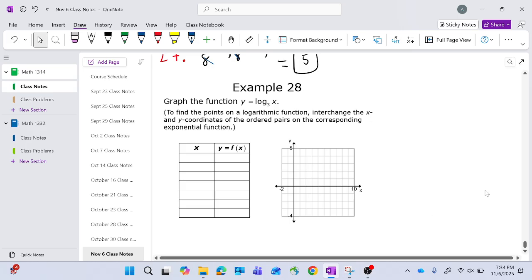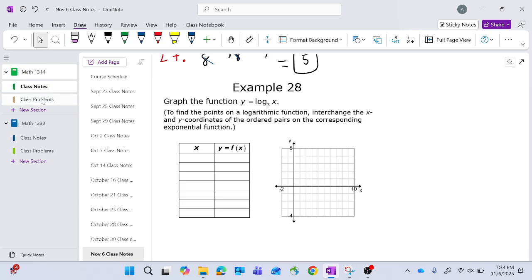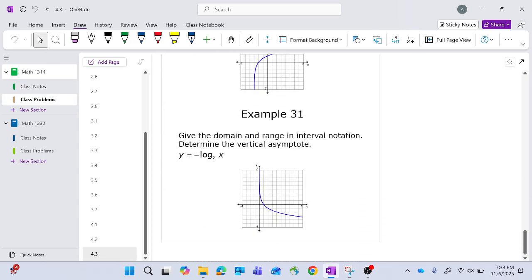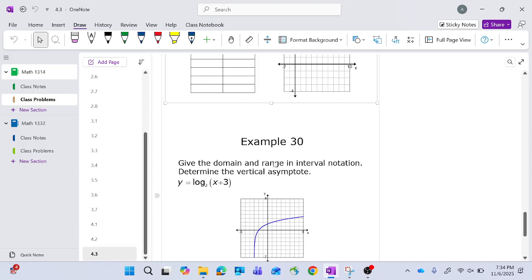So let's go ahead. Let's see how complicated we're getting the graph to be. All right, we're not getting too complicated. Great. All right.